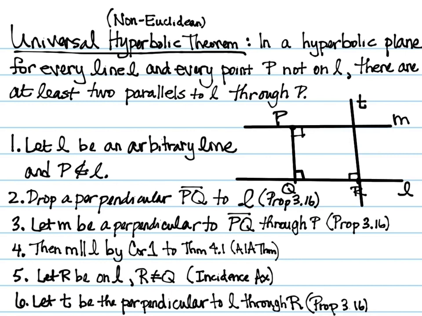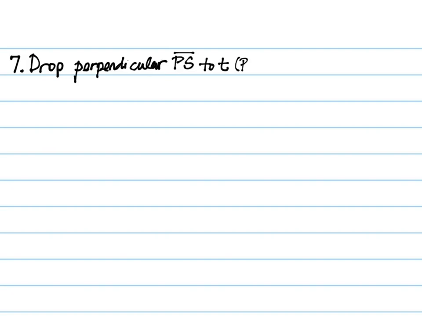I think I'm just going to have to flip back and forth between my screens at this point. All right, we're on number 7. I'll flip back to the picture as we write things down. We're going to drop perpendicular PS to line T. Okay, so it's to line T through point P. And again, we keep using the same proposition because it keeps working. So proposition 3.16.